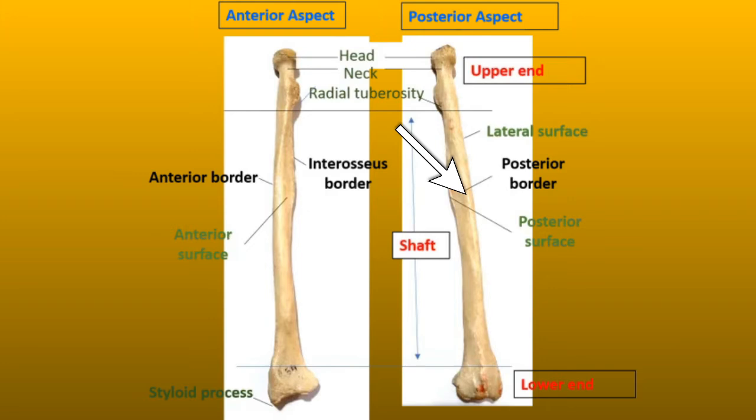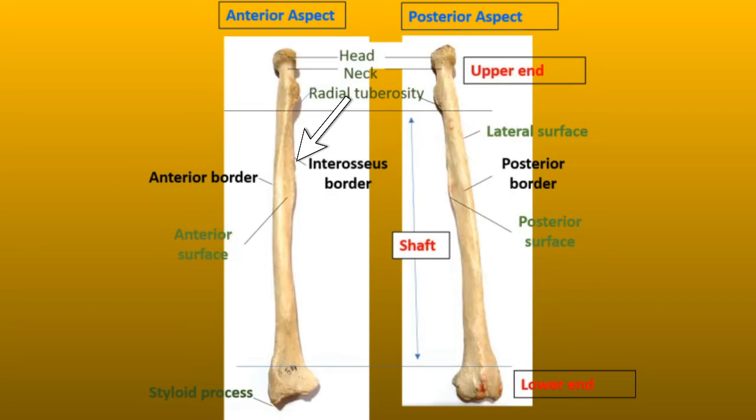Now the posterior border. The posterior border is the mirror image of the anterior border, but is clearly defined only in its middle third. It runs in the same direction as the anterior border, but it is not clear, just like the anterior border. The upper oblique part of the posterior border is known as the posterior oblique line. So remember, the oblique part of the anterior border is known as the anterior oblique line, while the oblique part of the posterior border is known as the posterior oblique line. Simple. Now last is the medial or interosseous border.